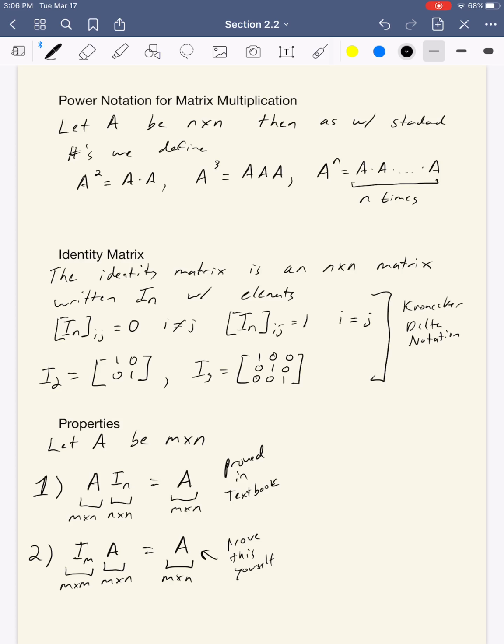And again, what you'll want to do is a by-element proof, just like we did for the associative property. We'll be finishing up section 2.2 in the next video, talking about some properties of the transpose and how the transpose works under matrix multiplication, and then we'll be moving on to why we want all of this stuff about matrices.